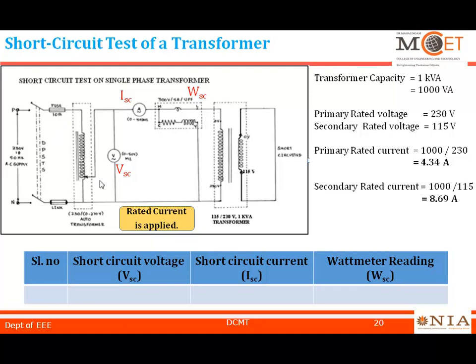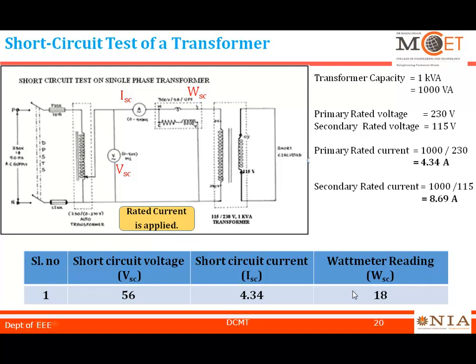By varying this autotransformer, we are going to keep the current at 4.34 amperes. From this 4.34 amperes, we can measure the short circuit voltage and short circuit power. This is your short circuit current, 4.34 amperes. Then the voltage is 56 volts, and the wattmeter reads the power as 18 watts. So this is your copper loss. This is how we are going to conduct the experiment for a short circuit test.